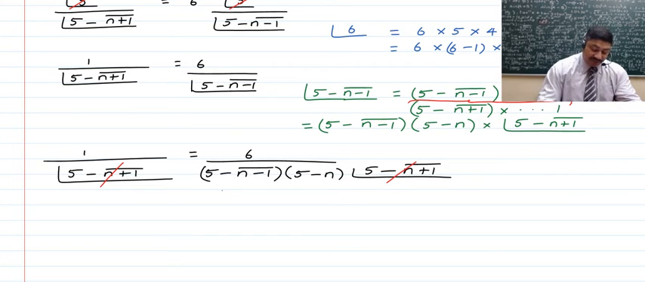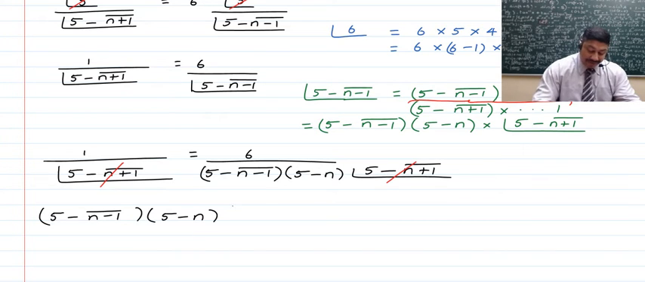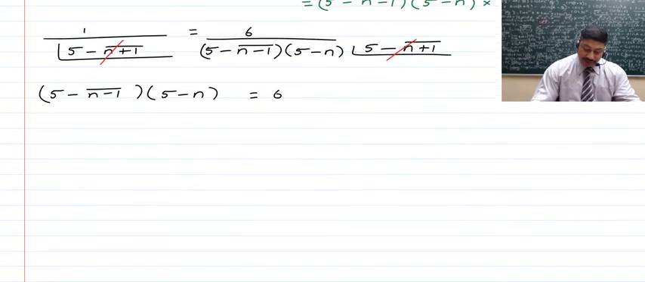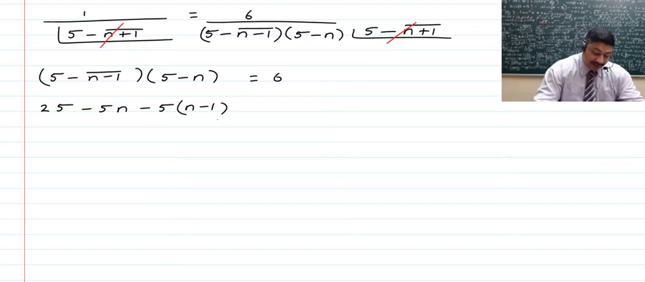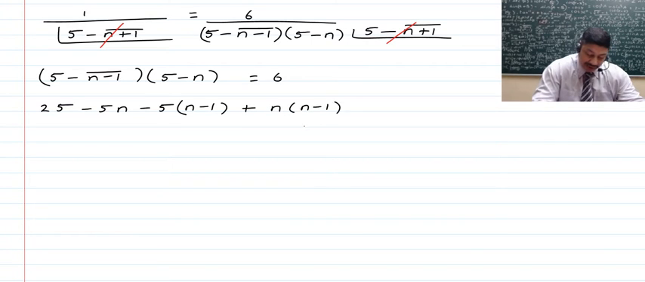As such, now we will just be left with simple numbers, which are (5 minus n minus 1) times (5 minus n), which will become equal to 6. Now we just require to multiply these numbers. So in multiplication, we have 5 into 5, which will become equal to 25, and then we'll have minus 5n, and then further we have minus 5 times (n minus 1), right? And then we have minus minus plus n times (n minus 1). That will become equal to 6, right?